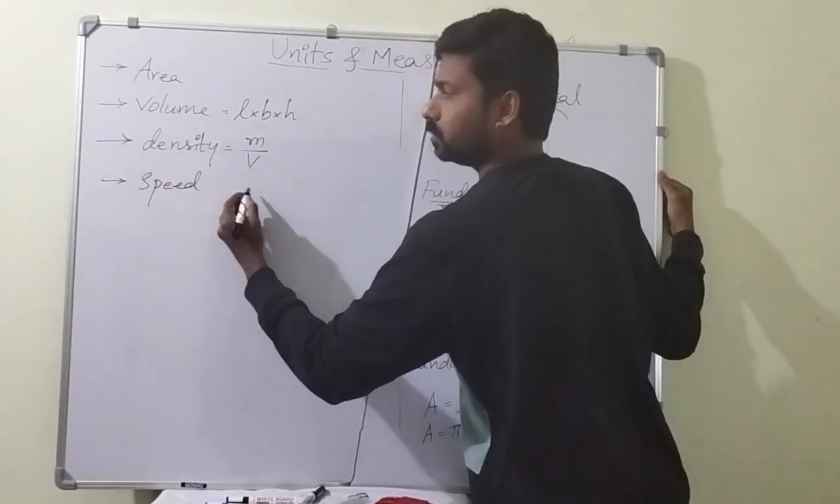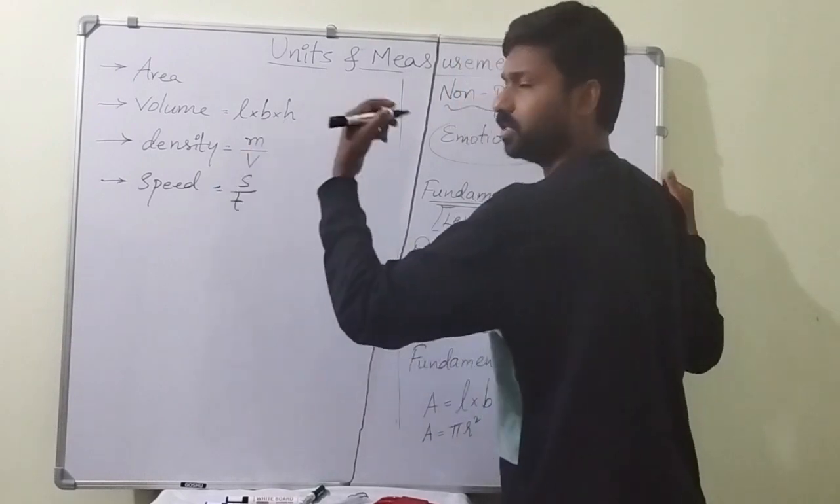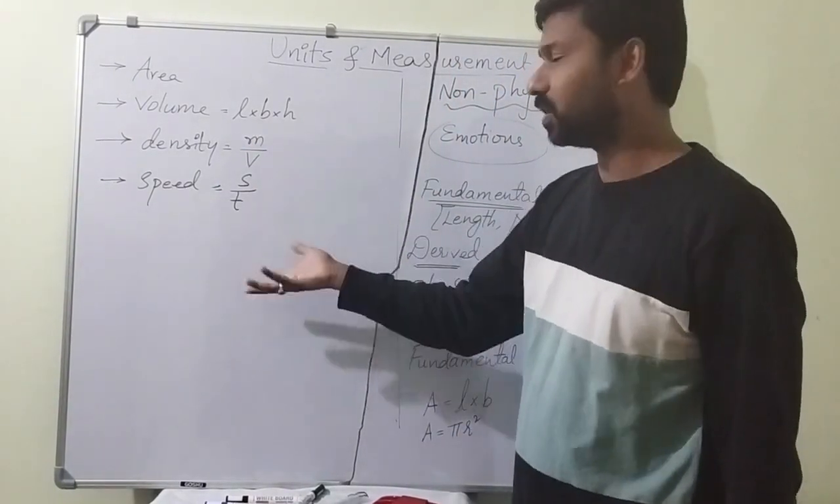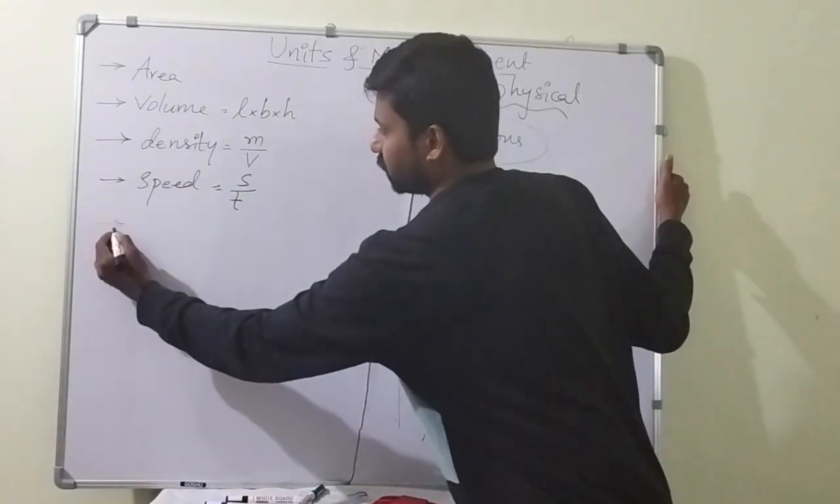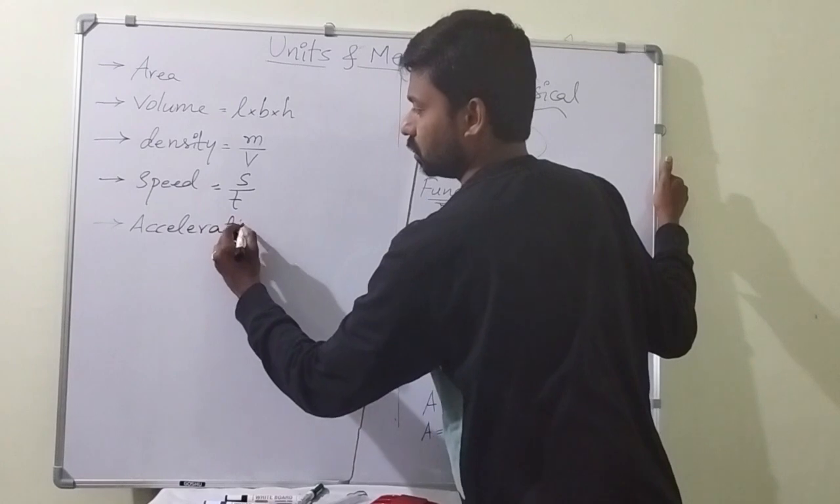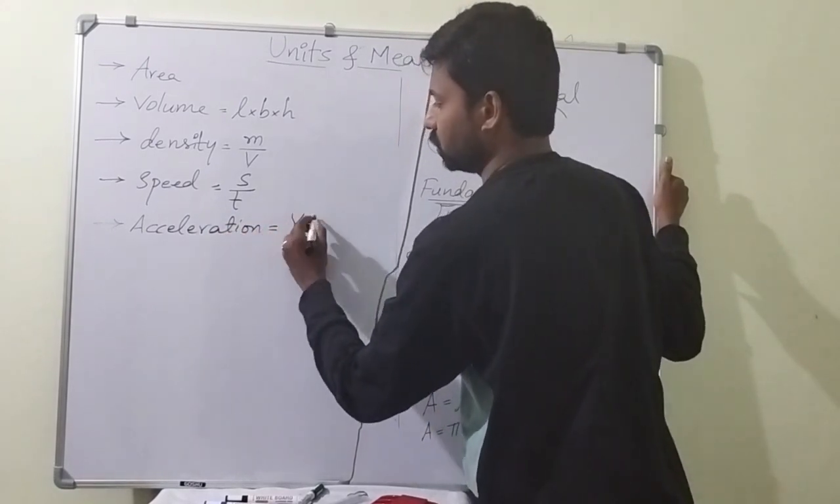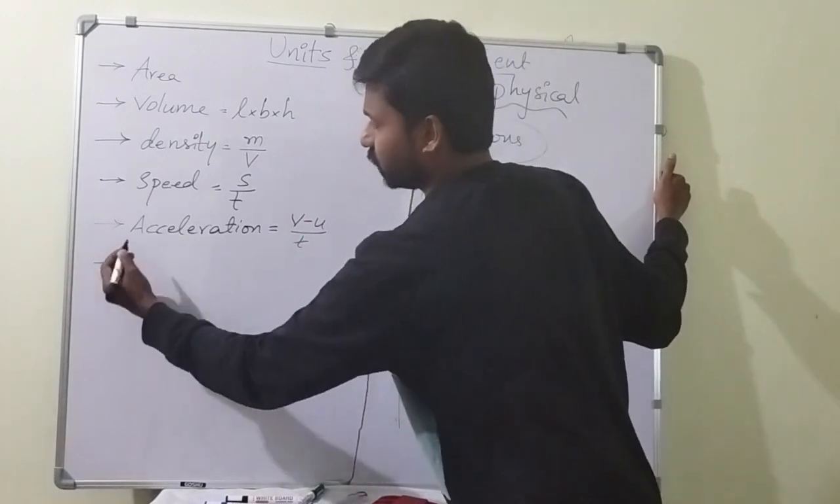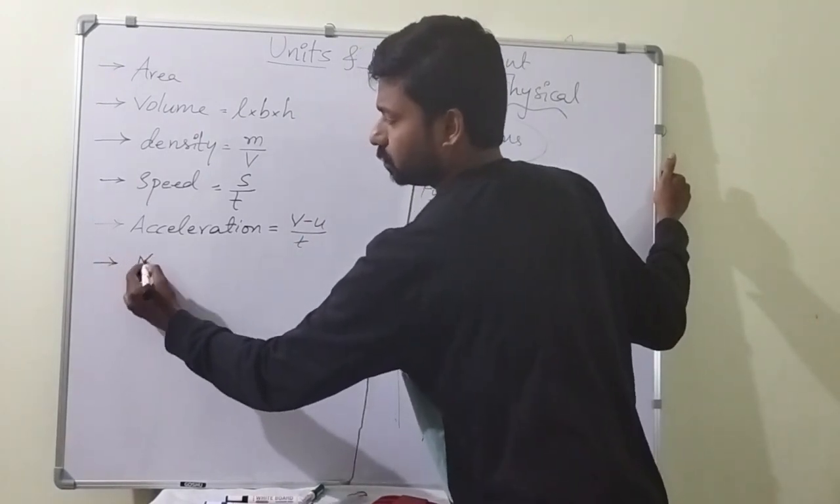Speed is equal to distance by time, right? Speed depends on distance as well as time: distance covered divided by time. Then acceleration is equal to change in velocity by time. Many physical quantities are there, or otherwise you can take momentum.